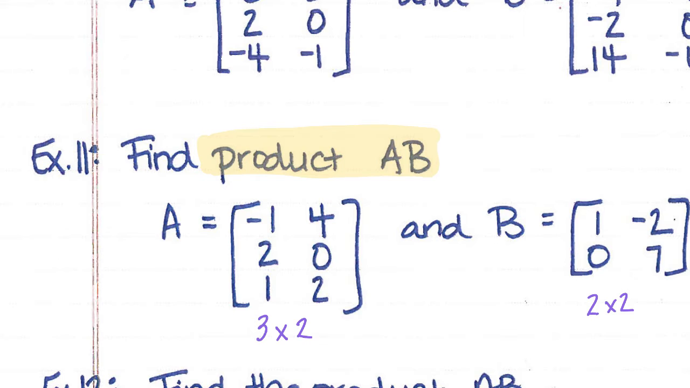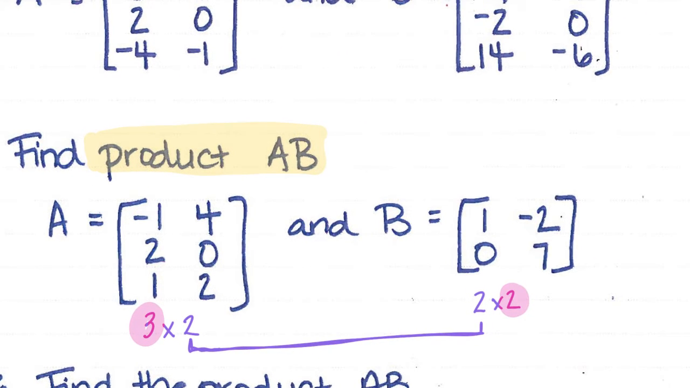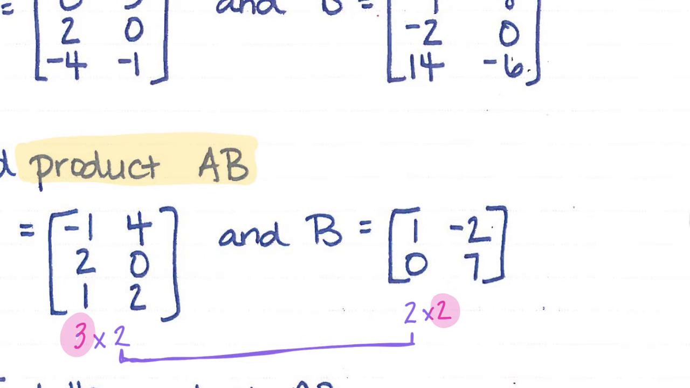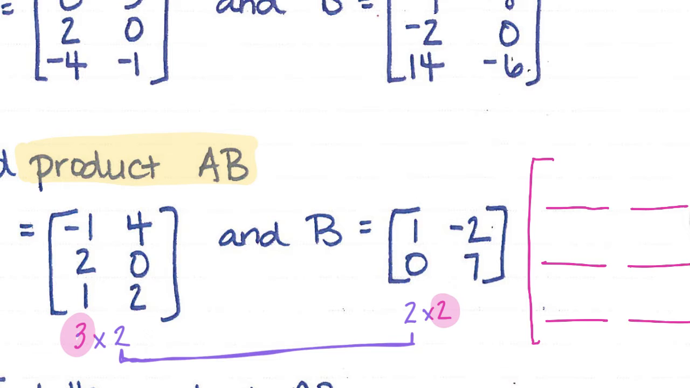So because A is a 3 by 2 and B is a 2 by 2, this middle number has to match. So because it matches, 2 and 2, the outside number is what it will end up being. So I know that when I multiply A times B, I'm going to end up with a 3 by 2. I like to show that. So I know that I have 3 rows by 2 columns.